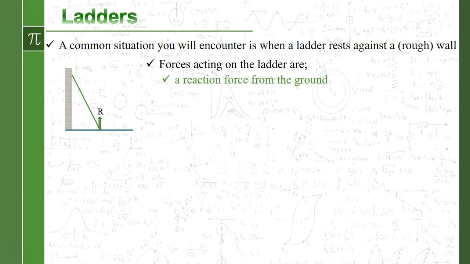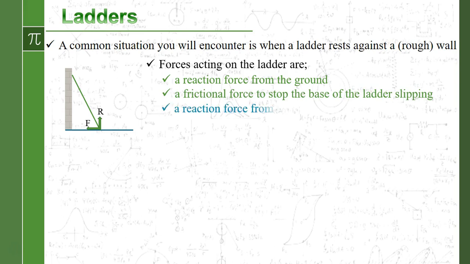So we've got a reaction force coming from the ground, and we've got a frictional force to stop the ladder slipping along the ground. And then at the wall, we've got a reaction force there. Now, I've called this reaction force R, so I'm just going to label this one as S, because it's different. And same with this one here, I've got friction here, but I've also got friction at the wall.